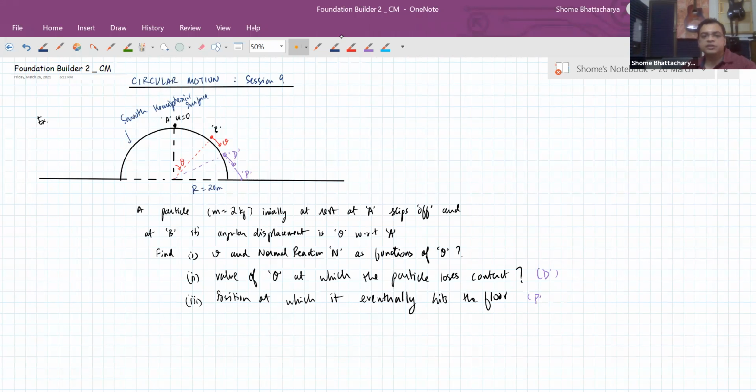So start with the first part of this. This is very easy. Remember, it's a smooth surface, so no frictional force. So mechanical energy conservation will apply.